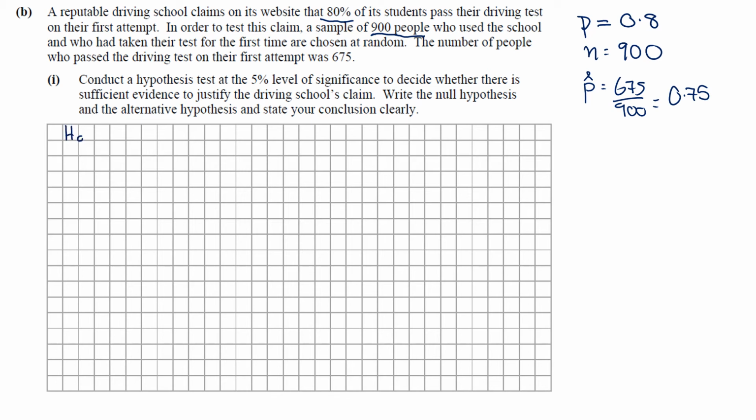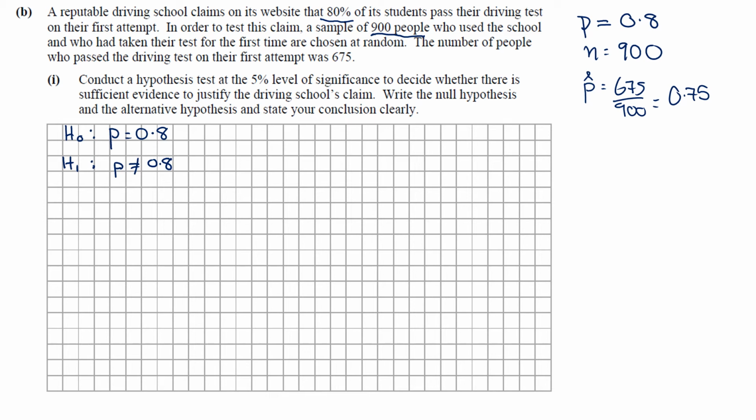So the null hypothesis. They've claimed that the proportion is 0.8. So what that means in words, okay, and then the alternative hypothesis, p does not equal 0.8. So for the null hypothesis, the percentage of students who use the driving school pass their driving test on their first attempt is 80%. For the alternative hypothesis, the percentage of students who use the driving school pass their driving test on the first attempt is not 80%. So if we accept the null hypothesis, we're basically saying yes, their claim is correct. If we reject the null hypothesis, we're saying their claim is incorrect.